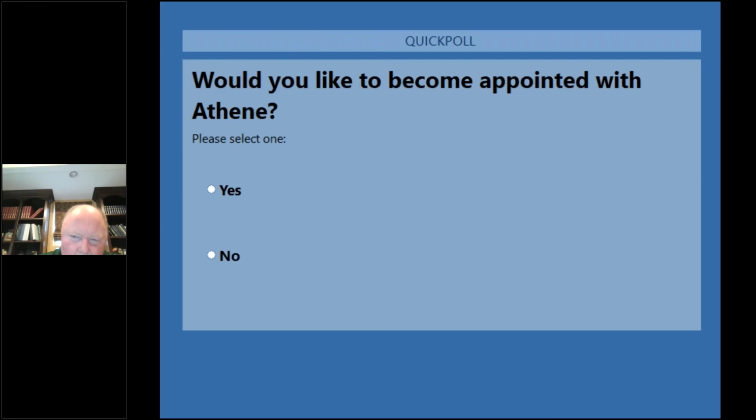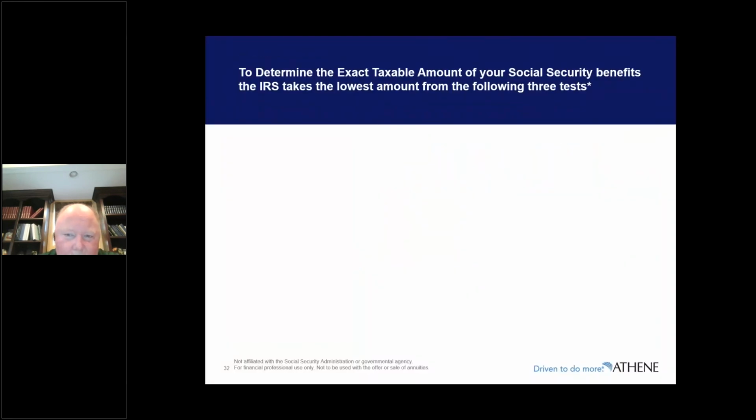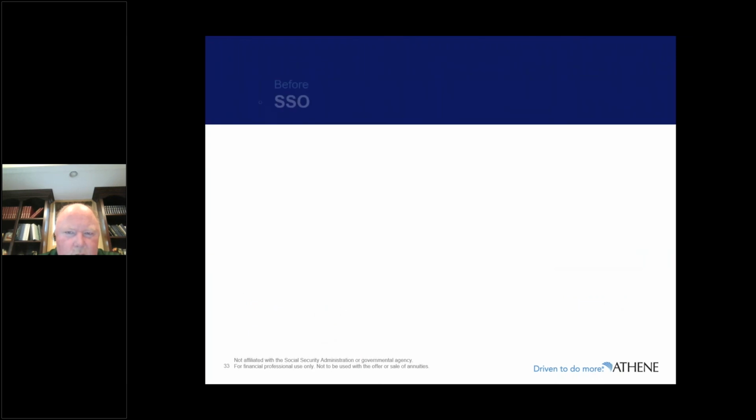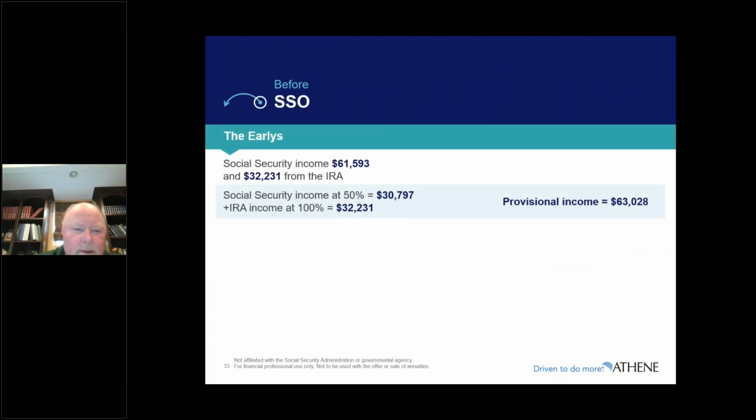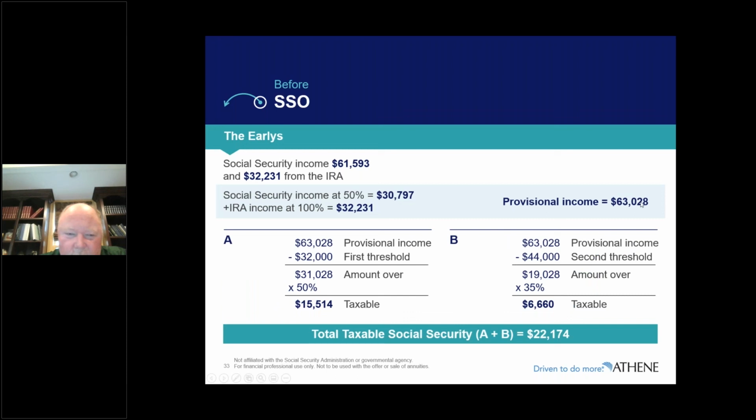So I'll walk you through real quick, and all these numbers are calculated in the Athene Retirement Optimizer, but I'm going to jump ahead here. Let me walk you through how this would work with the earlies and the laters. By the time they're 70, the projected Social Security income for the earlies is $61,593, and the inflation-adjusted gap is $32,231. So again, we'll take half of the Social Security and all of the fully taxable IRA distribution we're using to close the gap, and those two numbers together, here they are again, represent the provisional income number for the earlies. Now what the IRS does is they take that provisional income number and compare it to that first $32,000 threshold. Anything over that threshold is counted at 50%. So here's that number. And they repeat that process.